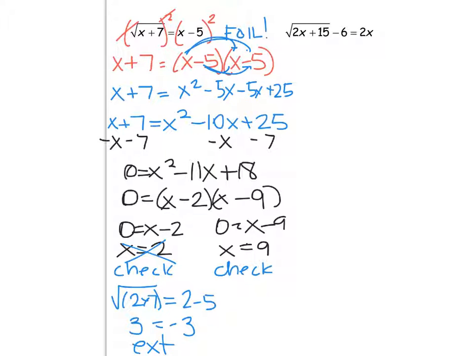Okay. What about 9? Square root, parentheses, 9 plus 7. Type that in the calculator, see what you get. And 9 subtract 5. So on this side you get 4. On this side you get 4. So that checks. 9 is the only solution that works.